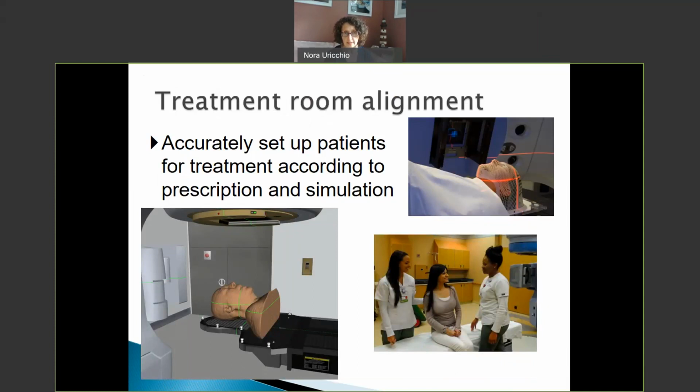Once we have that plan, the next step is to actually give them the treatment. So our job as a radiation therapist, we do work in pairs together in the treatment room, and we will set them up according to their instructions that's prescribed by the doctor, and that was done in the simulation. So you can see that there is a laser system, and in this image also you can see the laser system. So we will align the tattoos to that laser system and make sure they're nice and straight.